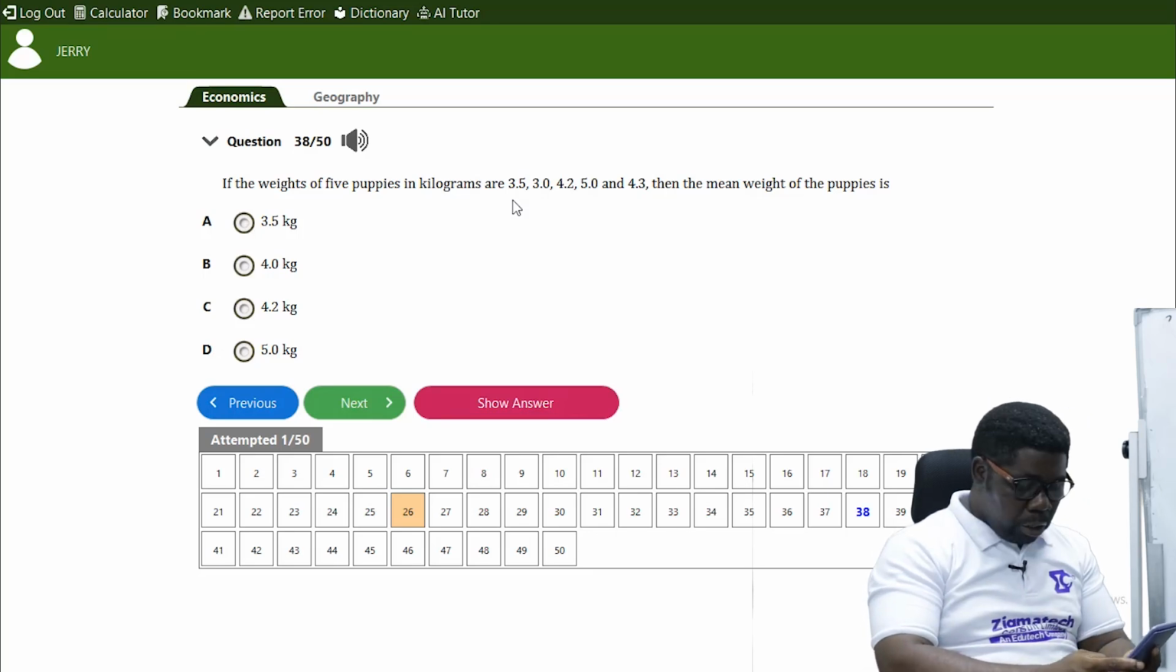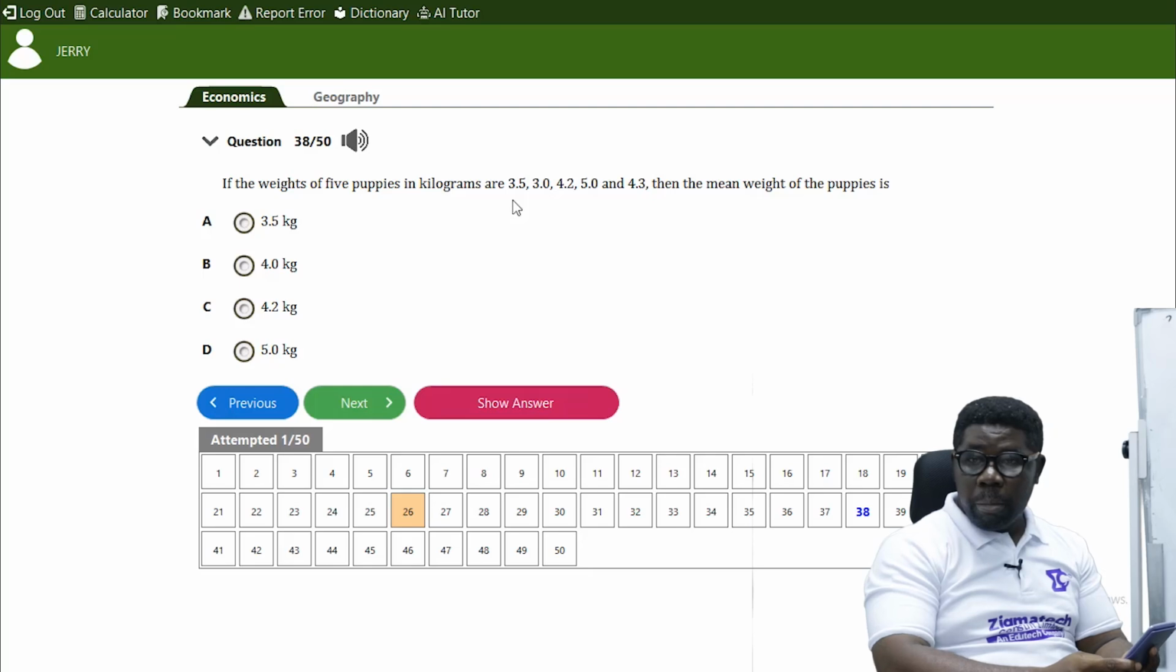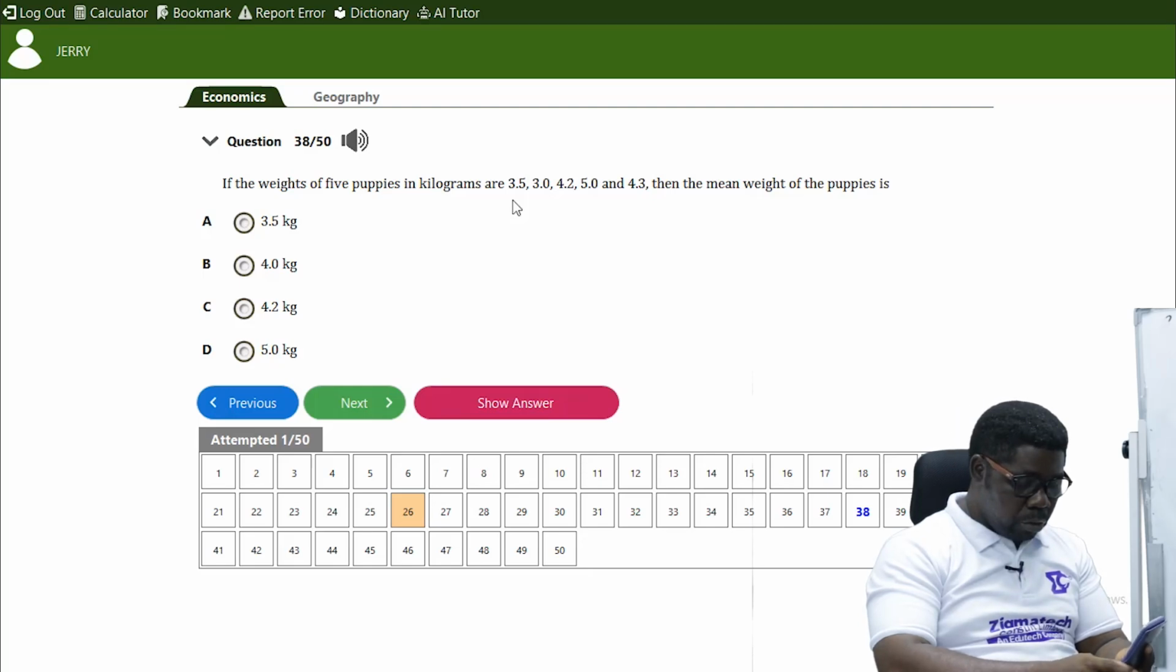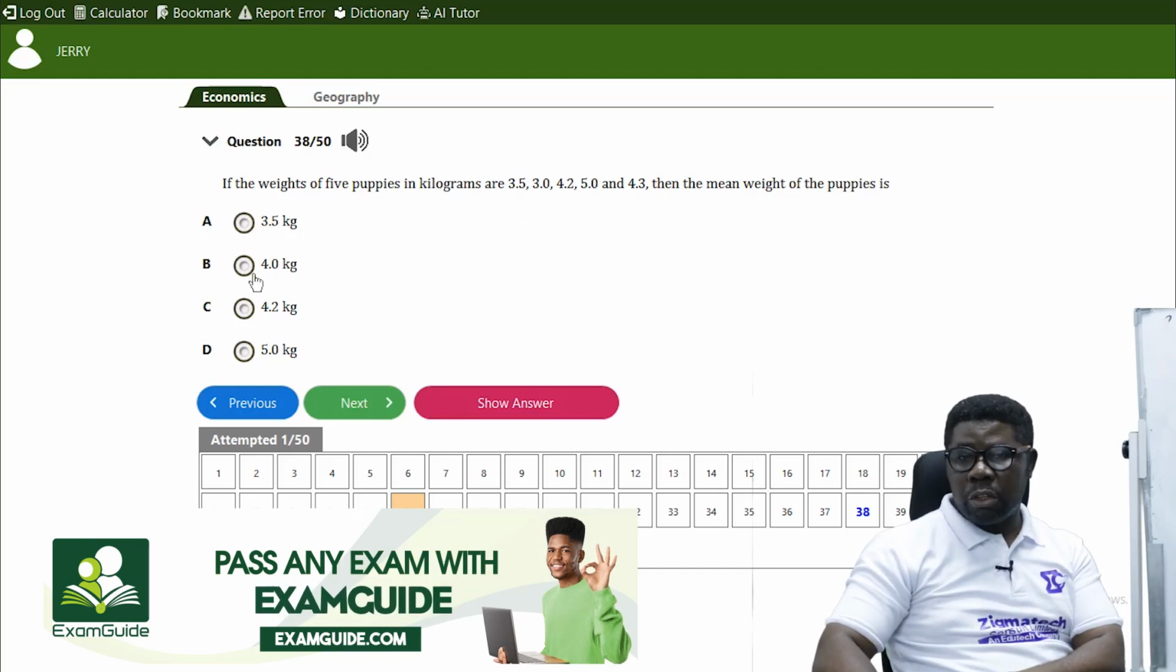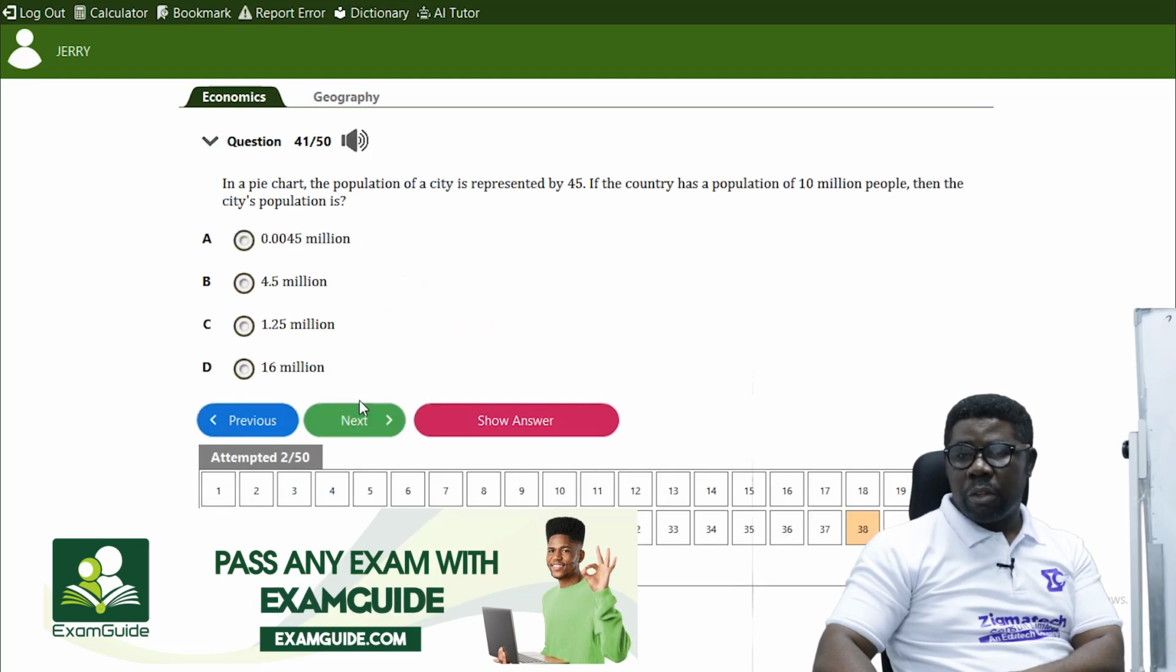3.5 plus 3.0 plus 4.2 plus 5.0 plus 4.3 is equal to 20. Divided by 5, you have 4 as your answer. So yes, the answer is B, 4 kg. So you got your answer. That's how to answer these questions. Exactly what we just did.